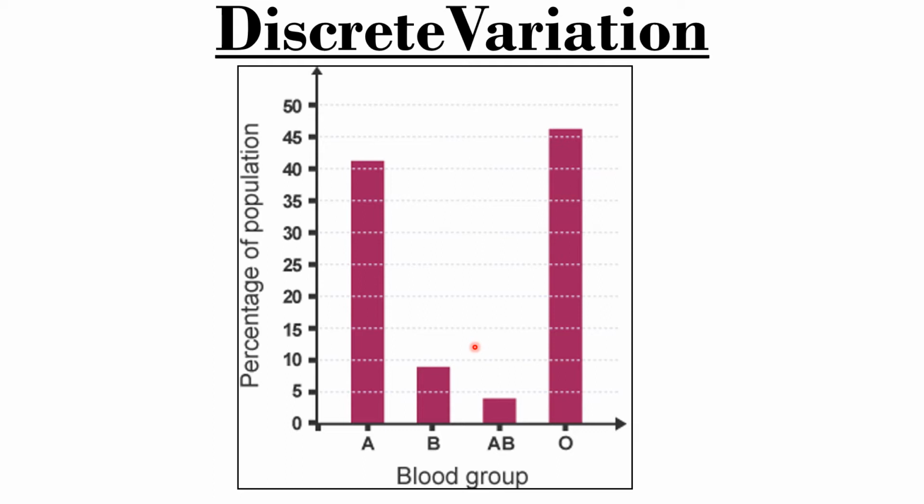And because discrete variation is something which falls into a small number of groups and is not a range, it means that you can plot it as a bar graph. So if you see a graph of data and you were asked which type of variation it is, if it's a bar graph, then the chances are it's going to be discrete.